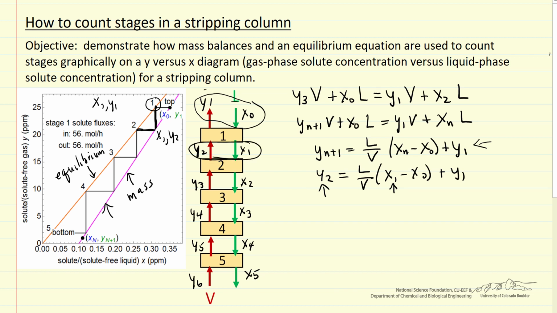Drawing a horizontal line, this point 2 is x2 and y2. So that's the equilibrium line, the values leaving stage 2. That makes this point x2, and it must be y3 because of the mass balance. So we can continue to step through this way, and the reason we're doing it that way is because we're satisfying the mass balance, and then we're satisfying the equilibrium expression. And this is how then we can count stages in a stripping column.